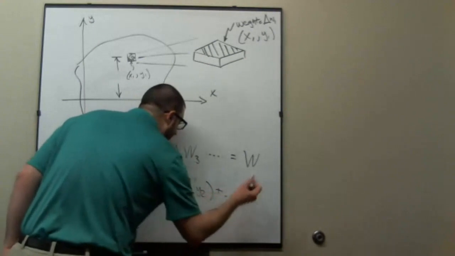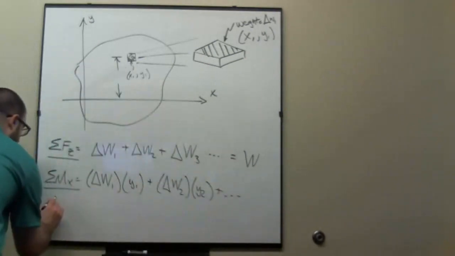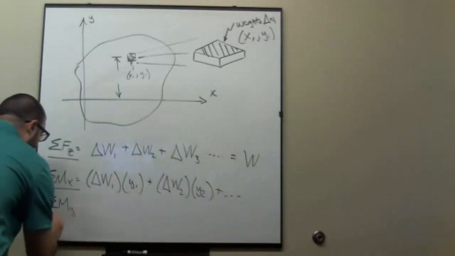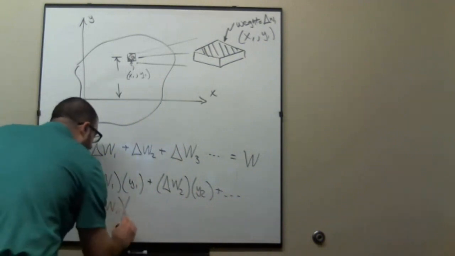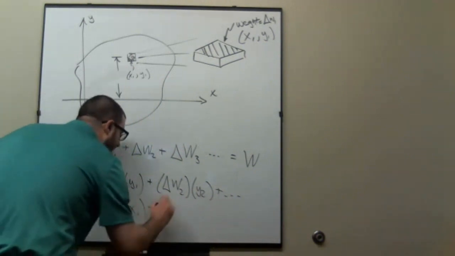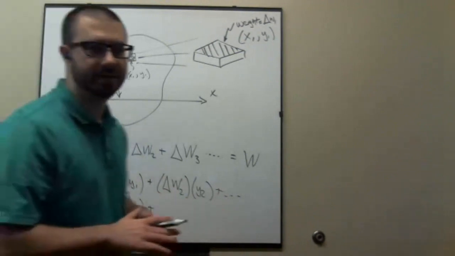So y1 plus, and then we do the same thing for another element, y2, plus and so on. And likewise, if I sum moments in the y direction, I'm going to have the weight of that element times x1 plus the weight of that element times x2, and so on and so forth.